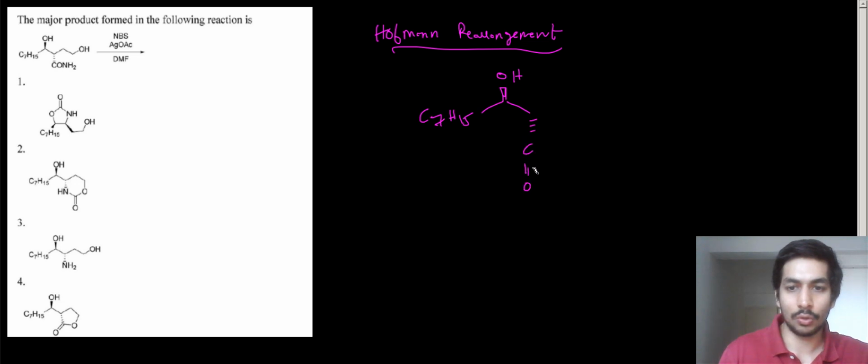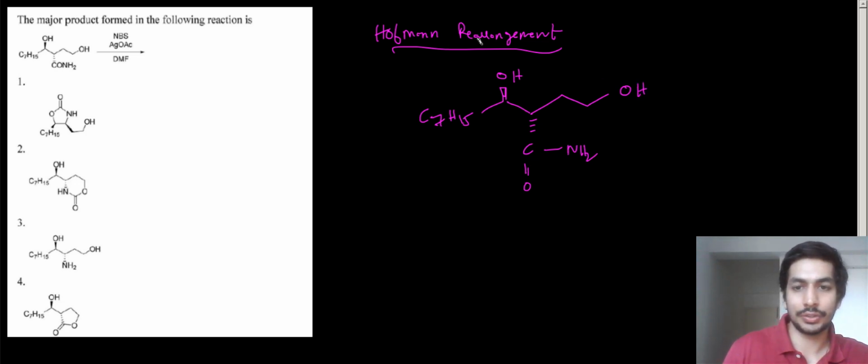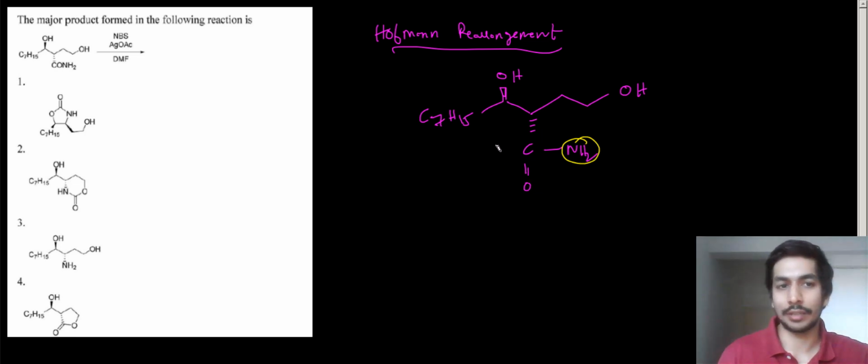C double bond O, and we have an NH2 over here, right? And then we have CH2OH, right? So among all the substrates that are given to us in the question, this is going to be the most nucleophilic source. Even though this nitrogen is an amide, in conjugation with the carbonyl, if you compare the lone pair available on nitrogen and oxygen, then definitely the lone pairs on the nitrogen are more reactive. So this is going to act as the electrophilic bromine source, right?